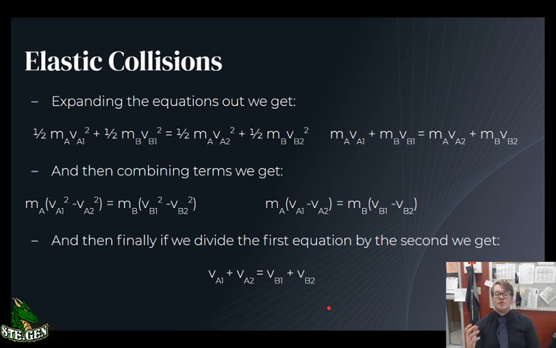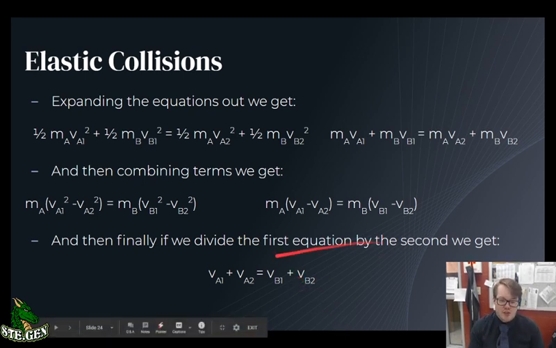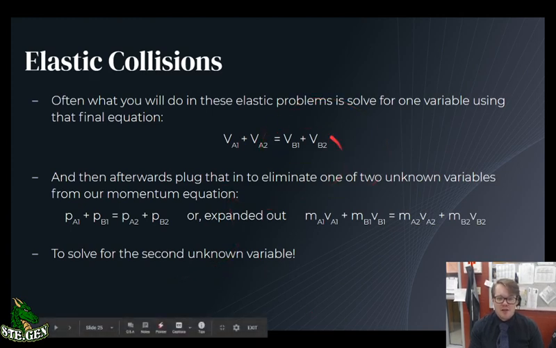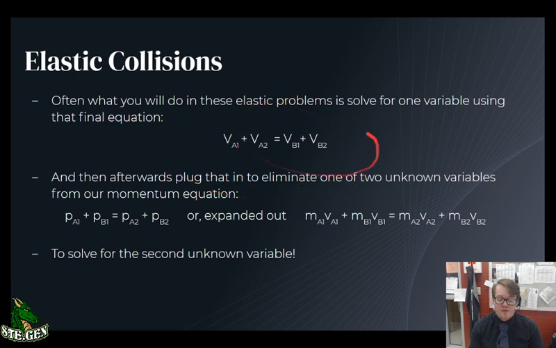Again, this is only true during an elastic collision. So this equation here can only be used if it specifically tells you that the problem is elastic. Often what we're going to do for the elastic problems is use this piece here to solve for one variable, and then afterwards plug it into one of our equations to find an unknown variable. Usually you're going to plug it into the momentum equation, because they both have the same components but momentum doesn't involve the 1/2 or the squaring. So it's usually just easier to solve with momentum.